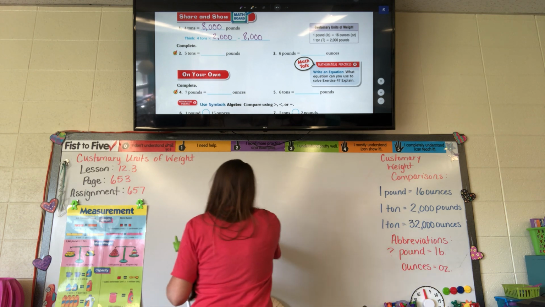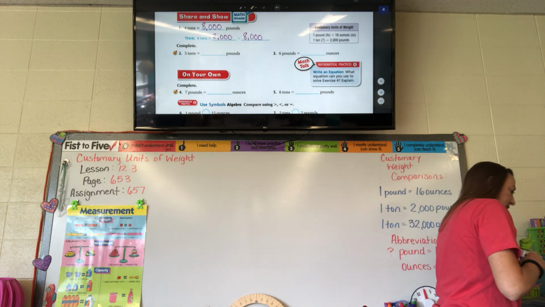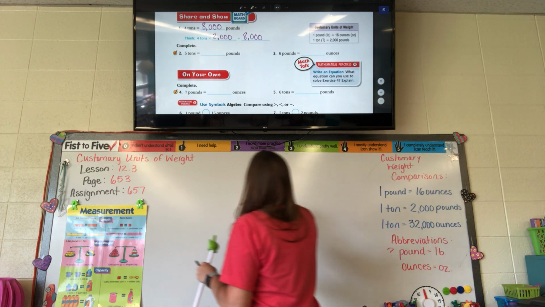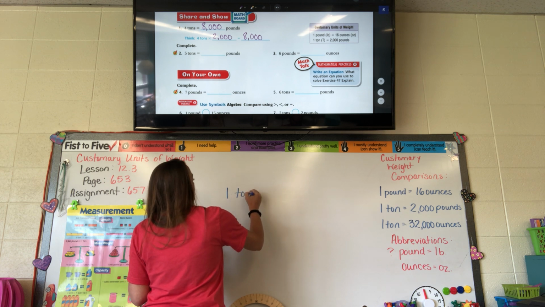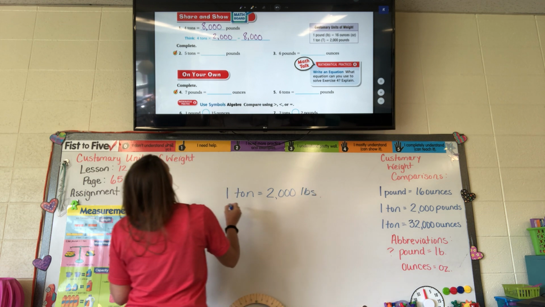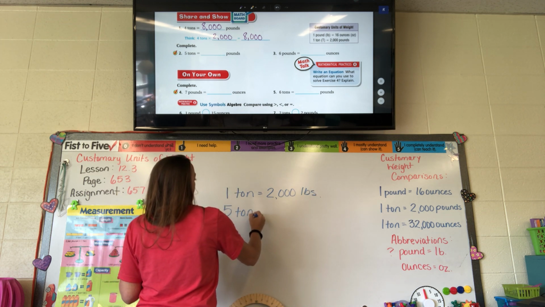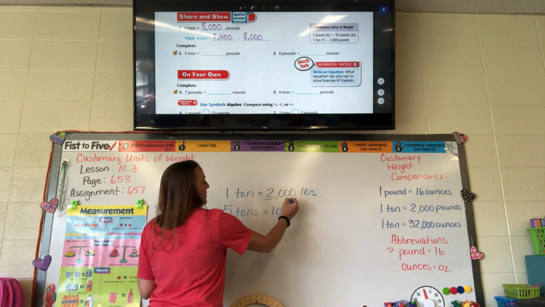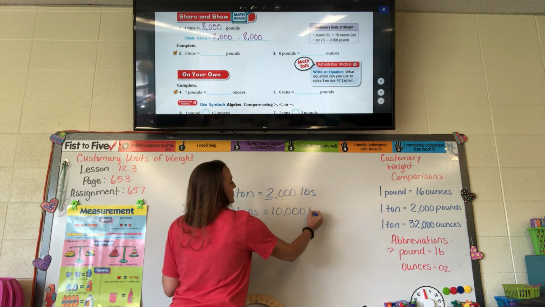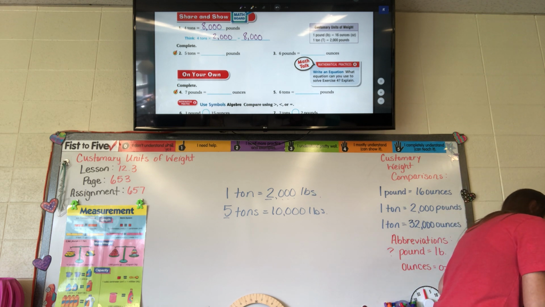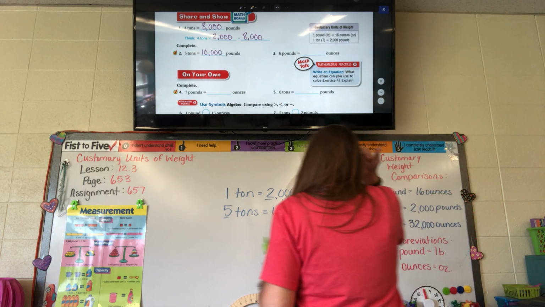All right. Here we go. So next we've got 5 tons, and how many pounds is that? So 1 ton equals 2,000. 10,000 pounds. Okay? So 5 tons equals 10,000 pounds.